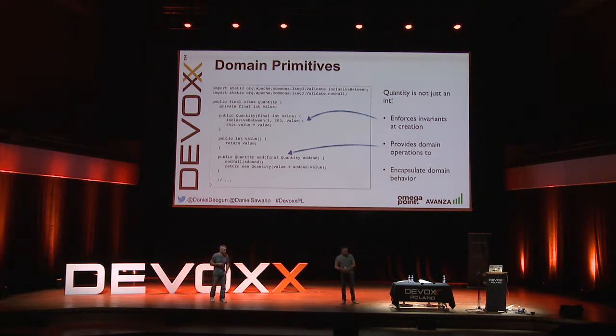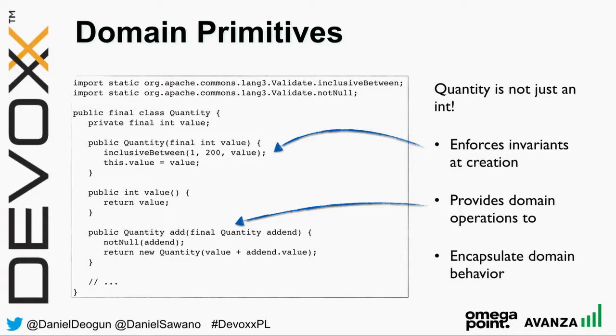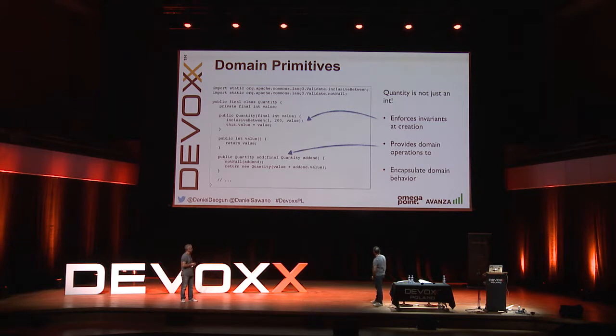Yeah. So here we have designed a domain primitive called quantity, right? So a couple of details. We make the class final. And we also enforce the invariant that in our current domain, a quantity is not just an integer, it's something between 1 and 200. Those are the only valid values in our current domain. And then, of course, we can add additional things. It's not just a data holder, we can add domain-specific behavior and encapsulate that to gather all the domain logic.